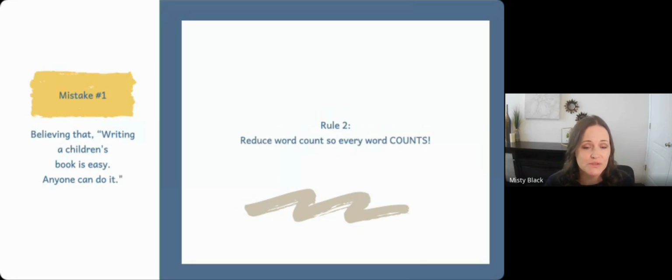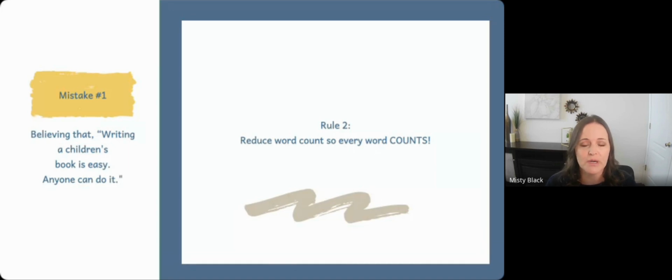Another rule is to reduce word count and make every word count. Too many times I see authors falling in love with their words that don't contribute to the story, and words that are shown in the illustrations that only add length and not quality to the book. This is not a novel. You do not have to be descriptive. You have pictures to help you with that. Children have a short attention span, and wordy books are not the in thing with them.